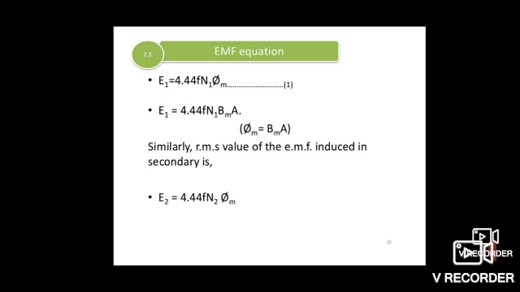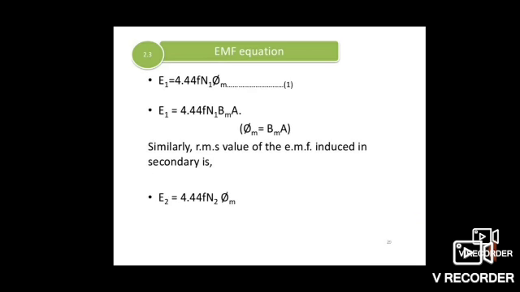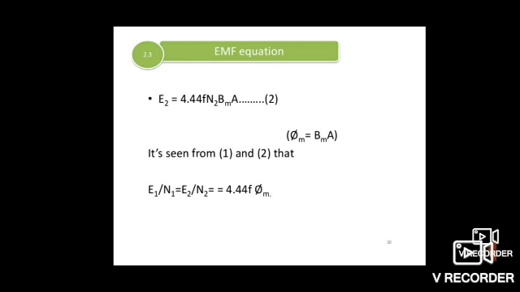Similarly, the RMS value of EMF induced in the secondary winding is E2 equal to 4.44 F into N2 into phi m. For E1, the number of turns will be N1. For E2, the number of turns will be N2. Therefore, replacing phi m by Bm into A, E2 equal to 4.44 F into N2 into Bm into A. So, it is seen from equations 1 and 2, the primary winding voltage is E1 equal to 4.44 F into N1 into Bm into A, then the secondary winding voltage E2 is 4.44 F into N2 Bm A.